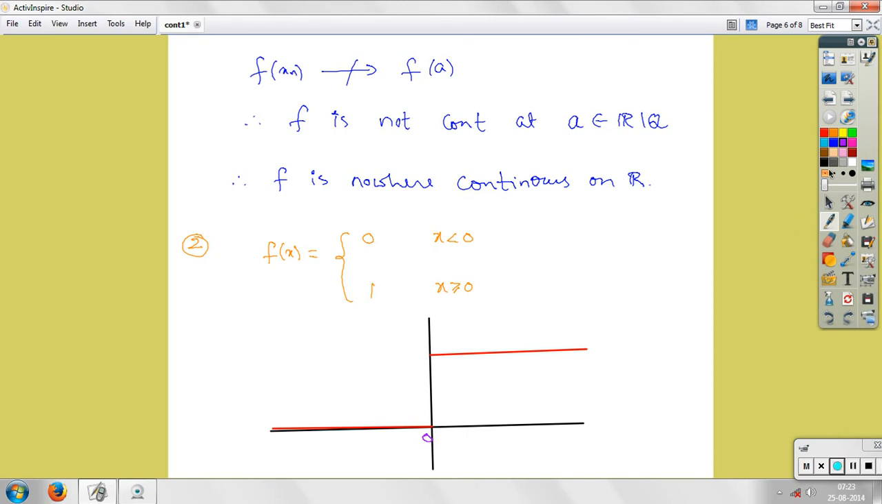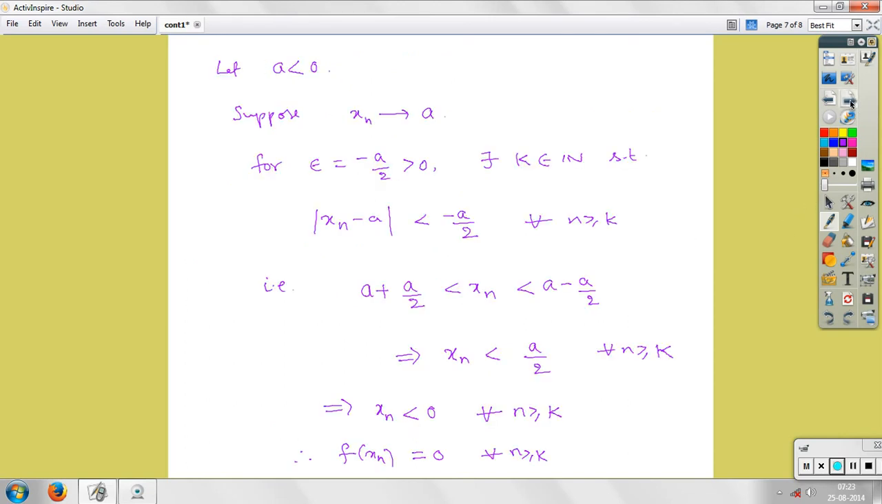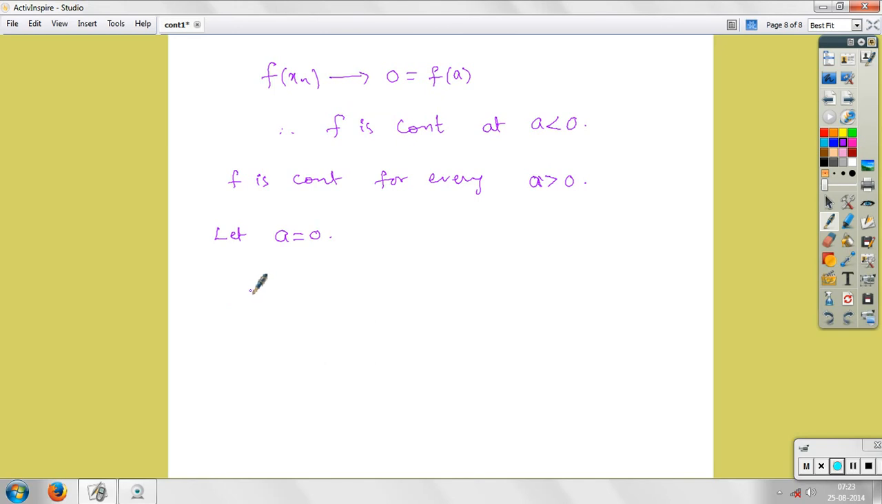So if we want to prove that f is not continuous at 0, it is enough to give a sequence xn which converges to a, but f of xn does not converge to f of a. So for this, take the sequence xn which is minus 1 upon n. Then we know that this xn converges to 0, but what are f of xn's?